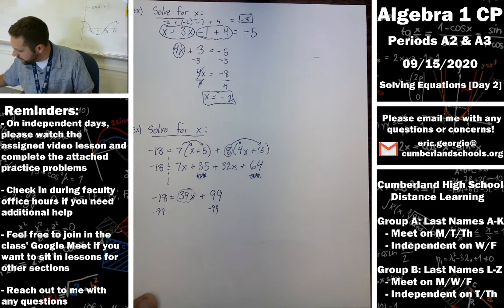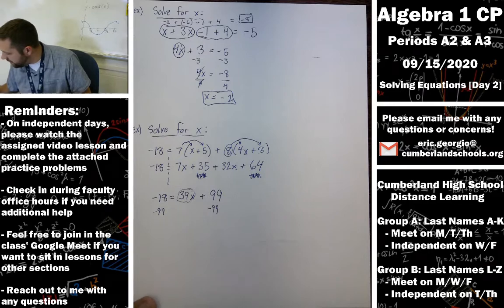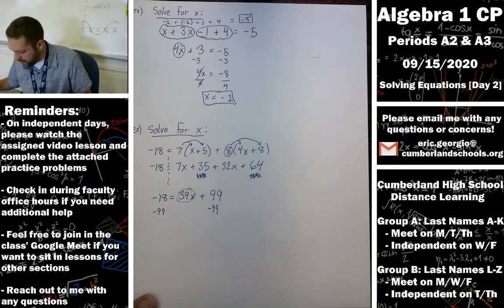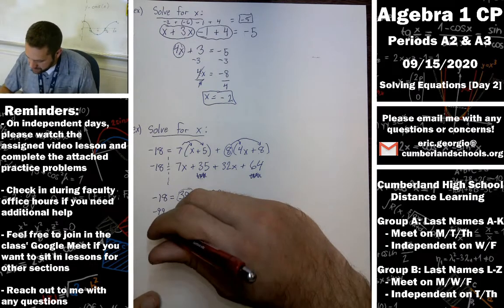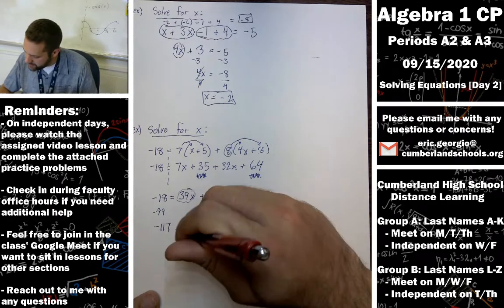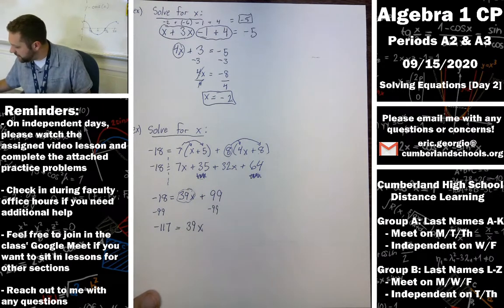Sorry, I had to bust out the calculator. It's late in the day. Jeepers crow. We get negative 18 minus 99. We get negative 117. I should have been able to do that in my head. I apologize. Is equal to 39x.